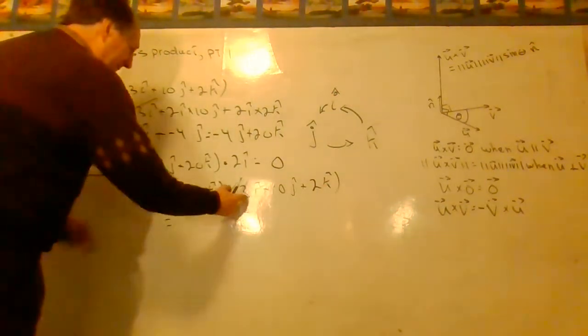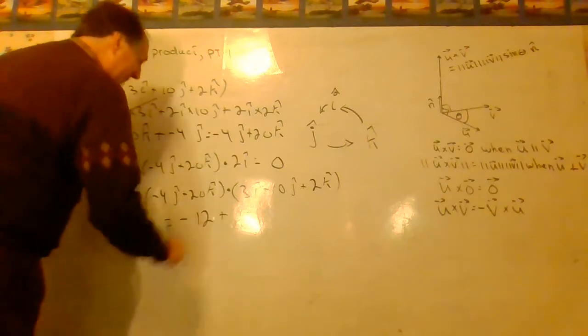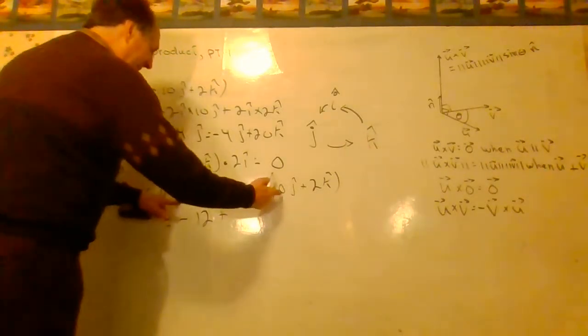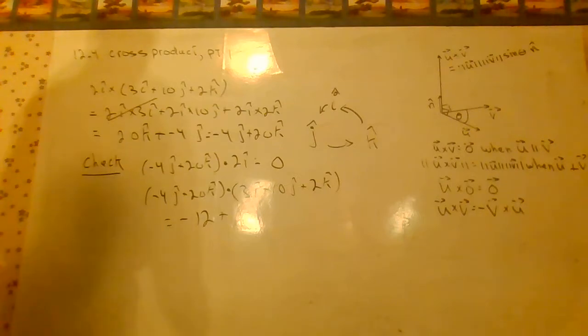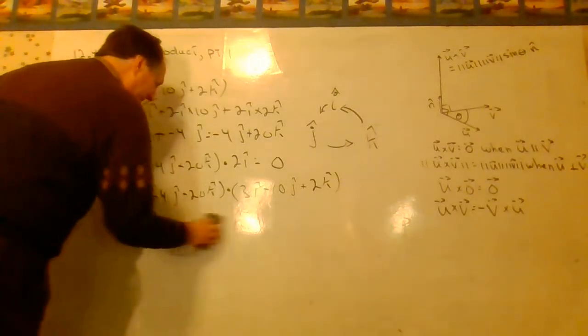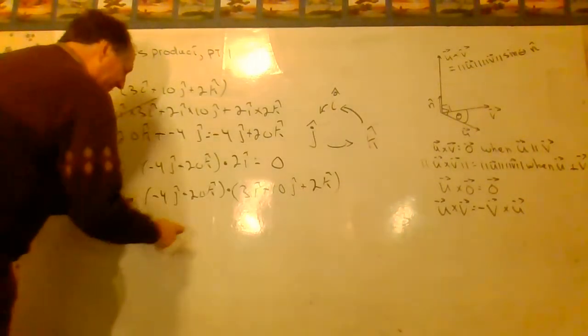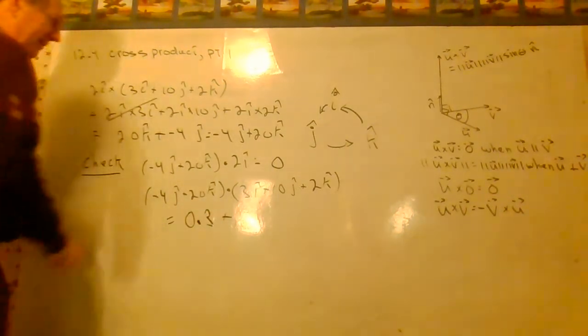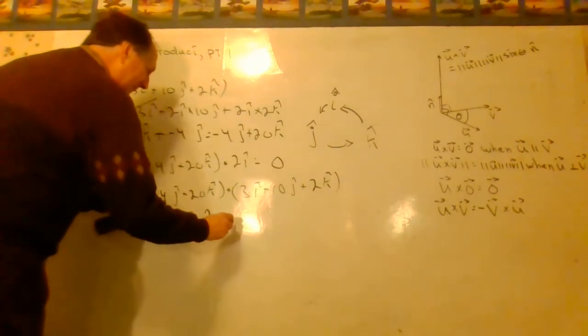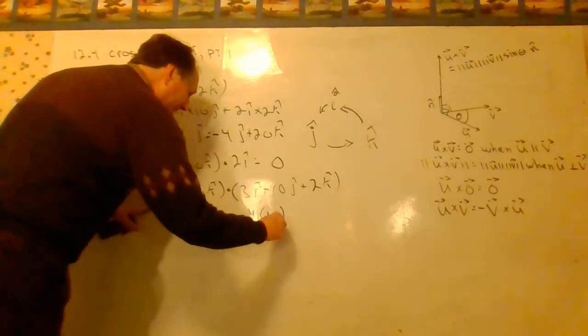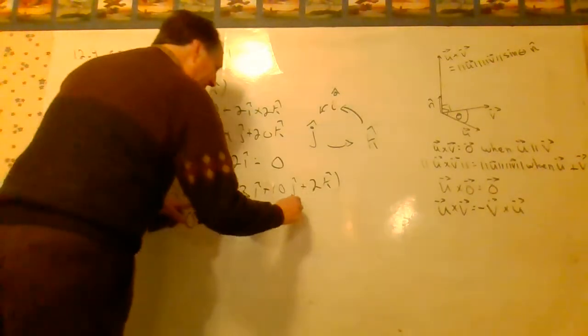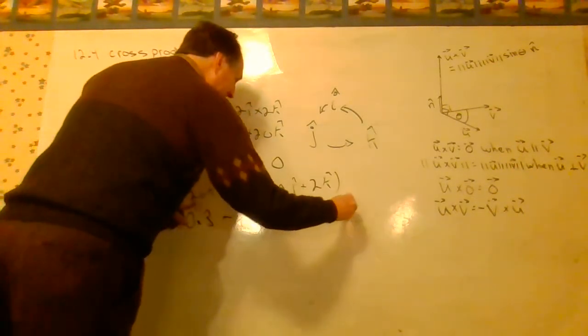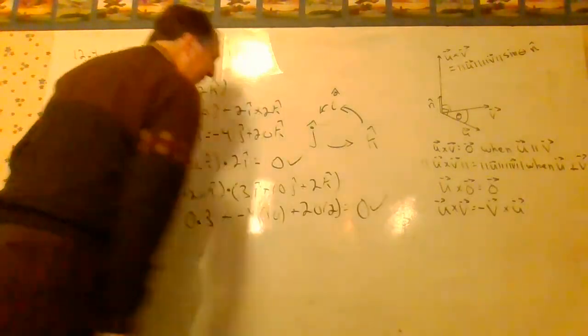And guess what? Negative 4 times 3, negative 12. And 0 times 10. Okay, sorry about that, I made a mistake. We have 0 times 3, there's no i component here. Negative 4 times 10, and then plus 20 times 2. And we get 0, and that checks.